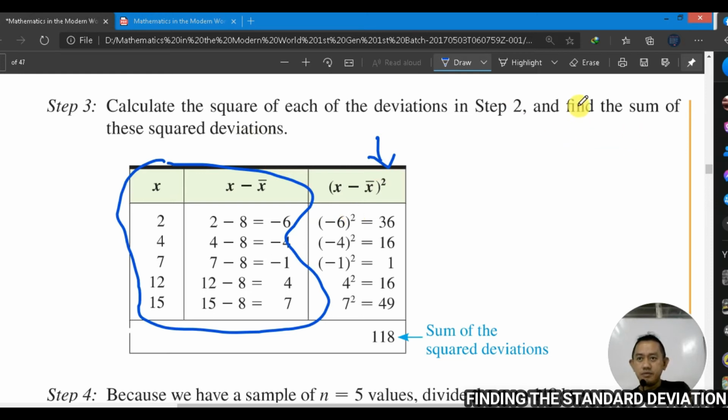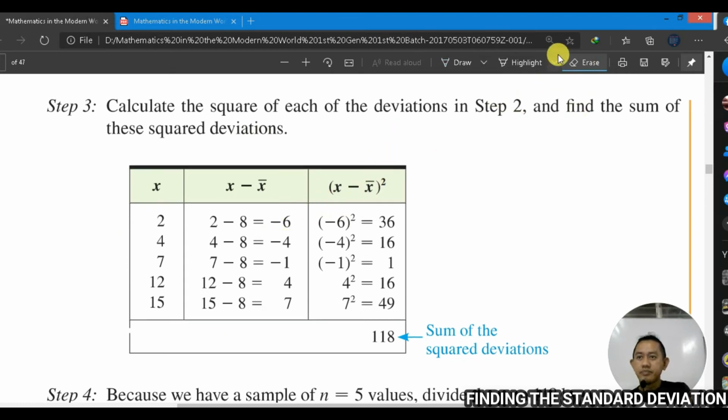So, ang imuhang 6, kaning negative 6 gikan na siya diri. Mao ni negative 6. Dayon square man daw. So imuhang i-square mao ni x minus x bar, mao ni siya diri, negative 6 squared, raised to 2 equals 36. Then we have negative 4, square nimo, we have 16. Negative 1, square nimo, mao ni ang 1. And then 4, square nimo, that is 16. And then 7, mao ni ang step 3.